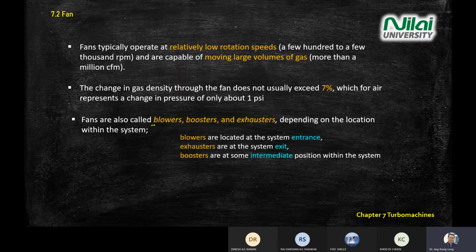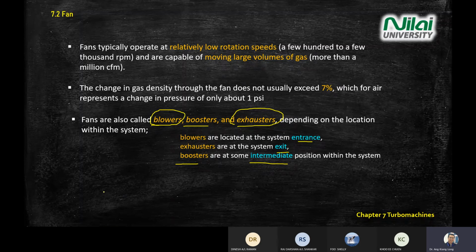These are the differences between blowers, booster, exhaustor. So I already highlight the keyword for there. Blower: located at the system entrance, meaning when you have a system, the blower is always at the entrance. Exhaustor always at the exit. Booster at the middle of the system.